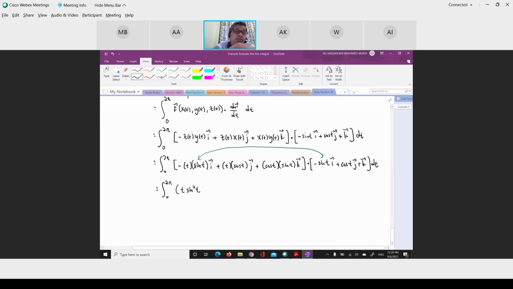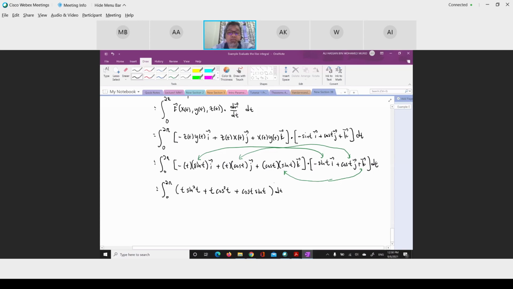And then we multiply the component j of the first vector with the component j of the second vector. So we get plus t cosine squared t. And then the component k of the first vector with the component k of the second vector. Okay, so the result is cosine t sine t plus cosine t sine t.